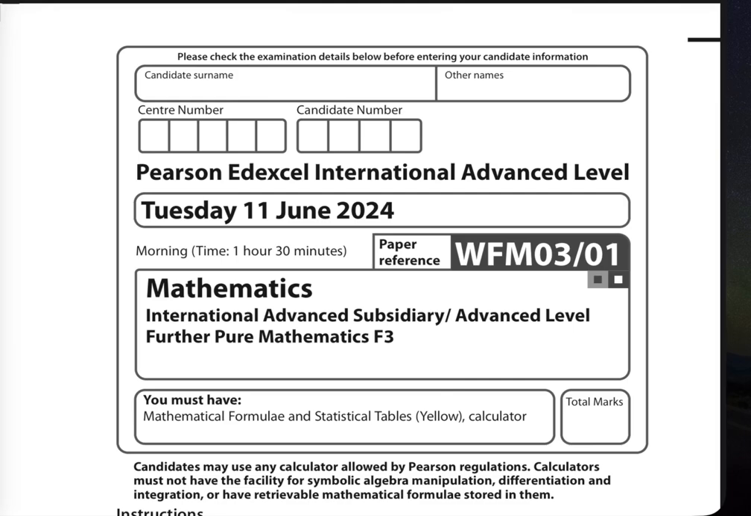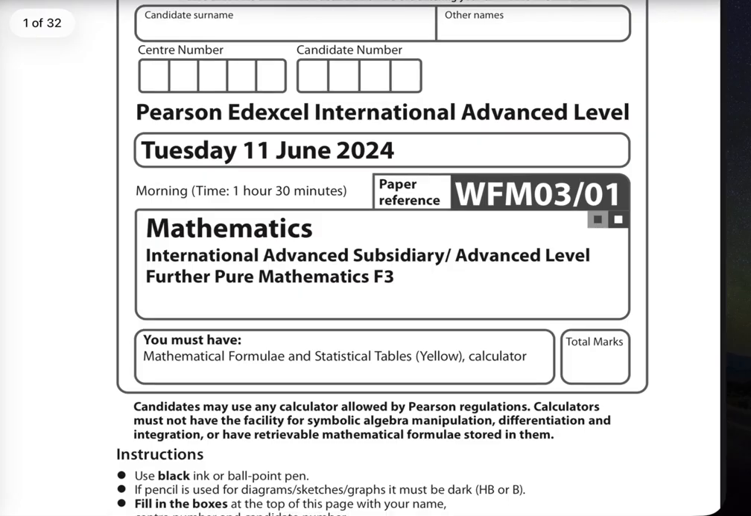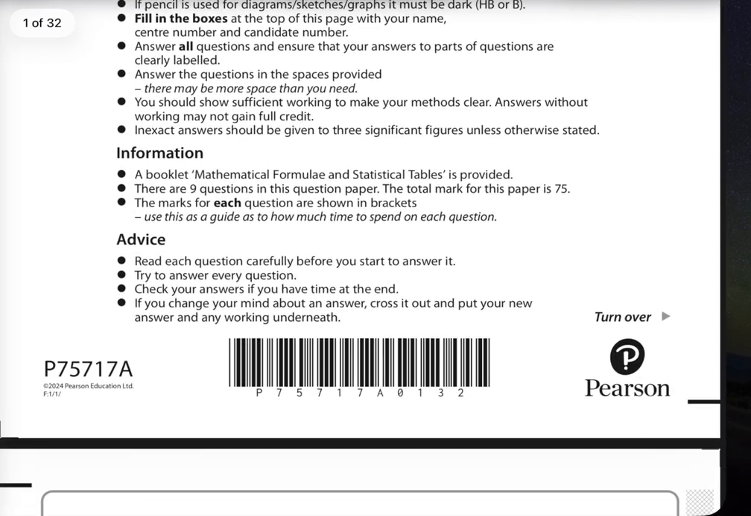Hello and welcome to this FP3 exam paper walkthrough. This was the June 2024 paper. You were allowed a calculator and the formula booklet.